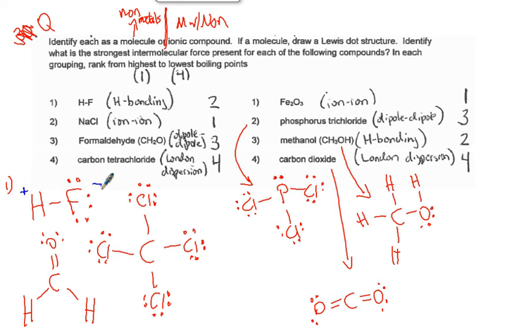Not a positive one, negative one like you have in an ionic compound, just a slight positive and a slight negative. Don't worry about those notations. But more to the point, this is one of the FON elements. It's fluorine with hydrogen. It's definitely hydrogen bonding.